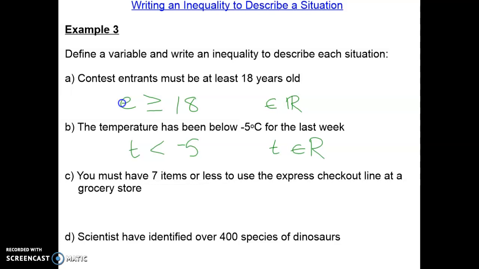For C, you must have 7 items or less to use the express checkout line at the grocery store. So the number of items must be less than or equal to 7. But this time your number of items has to belong to the natural or counting numbers because you can't go through the checkout line with 5.5 items.